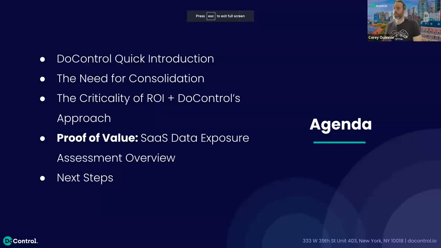All right, so quickly reviewing today's agenda. First and foremost, we're going to do a quick high-level DoControl introduction on who we are, what we do. We're going to touch on the need for vendor and tooling consolidation. We'll then talk about the criticality of ROI and our approach to ROI. Matt is going to do a great job covering our SaaS data exposure assessment. So we do have a new risk assessment tool that we've made available. So we're going to cover that. And then we'll leave you with a few additional resources for next steps.